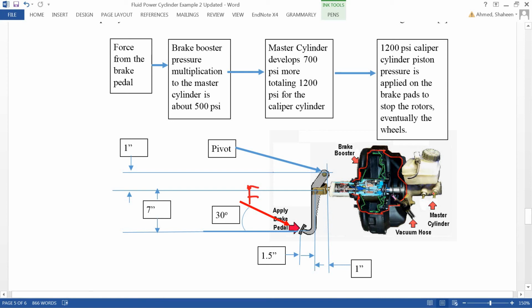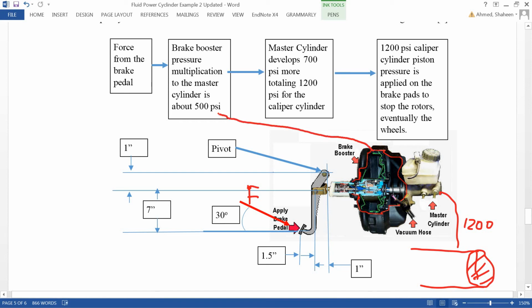is multiplied by the pressure developed by the master cylinder, and then it goes to the brake cylinder, which is a little bit bigger than the master cylinder. Now it says that it needs 1200 psi here. However, this brake booster develops about 500 psi. So this master cylinder only has to develop 700 psi.